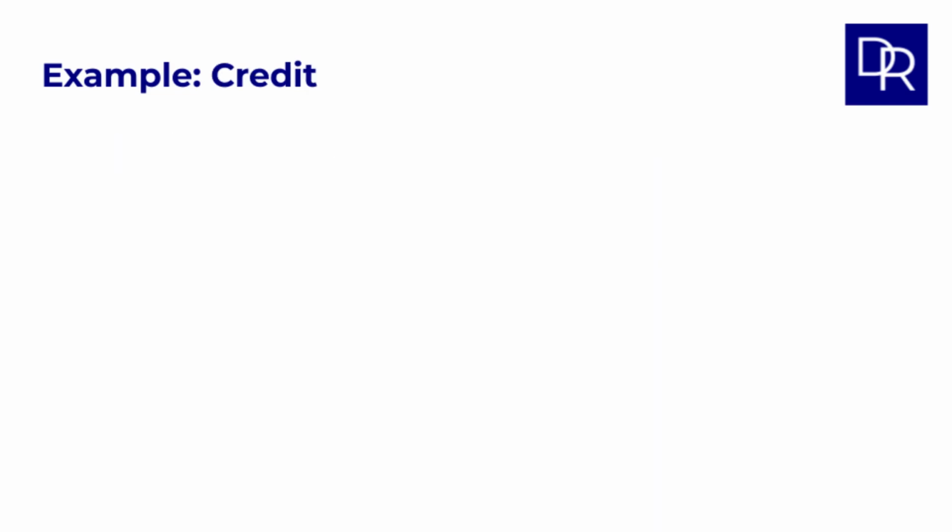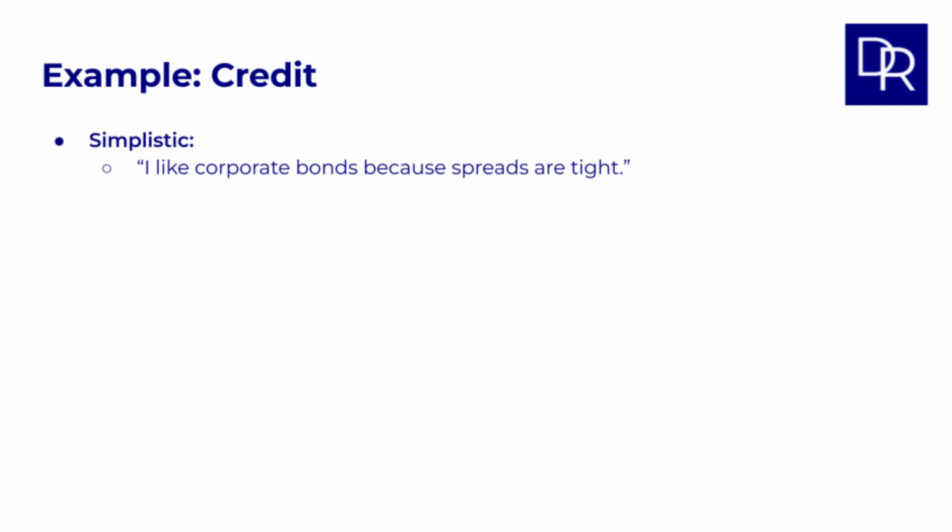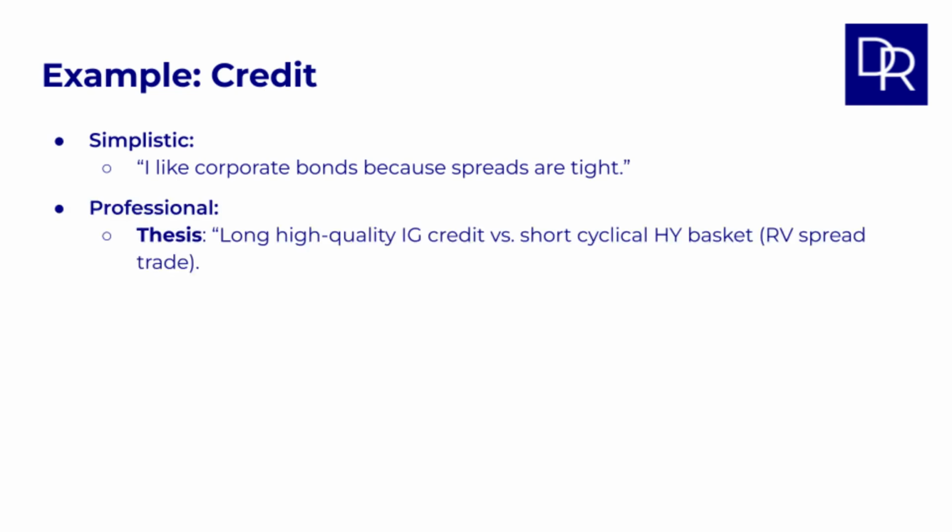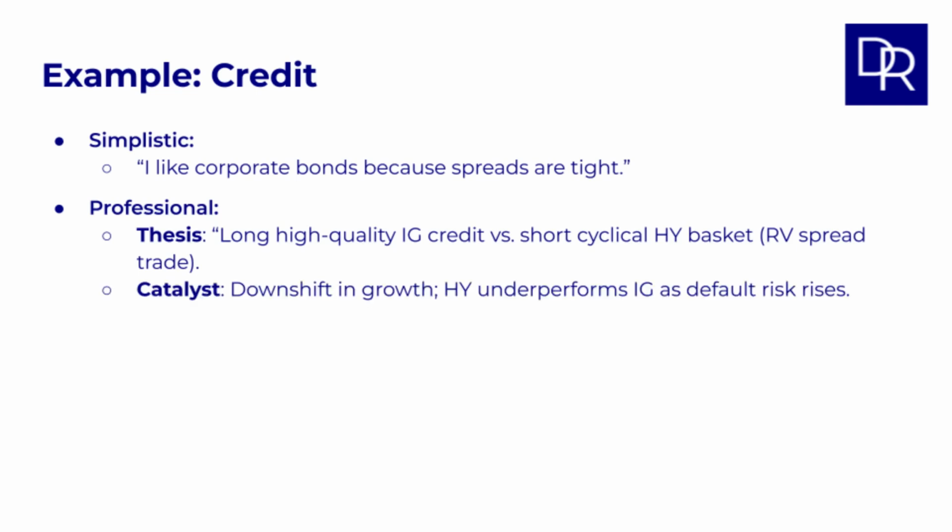Now, let's look at credit, in particular corporates. A simplistic pitch might be, I like corporate bonds because spreads are tight. The professional one, again a relative value trade: go long high quality IG credit versus short a cyclical high yield basket. Relative value, so one against the other. The catalyst: a downshift in growth, high yield underperforms investment grade as default risk rises.